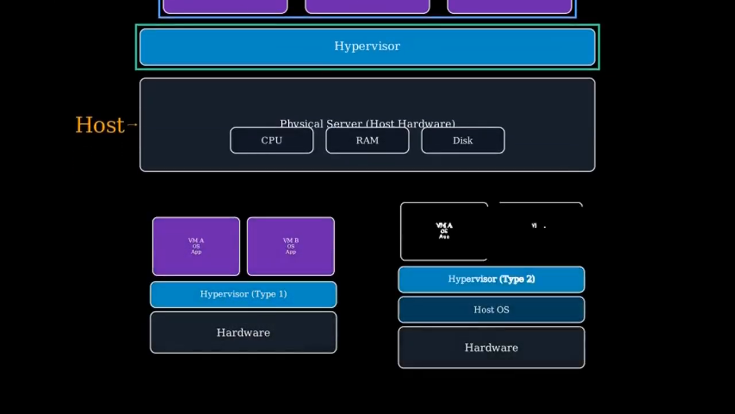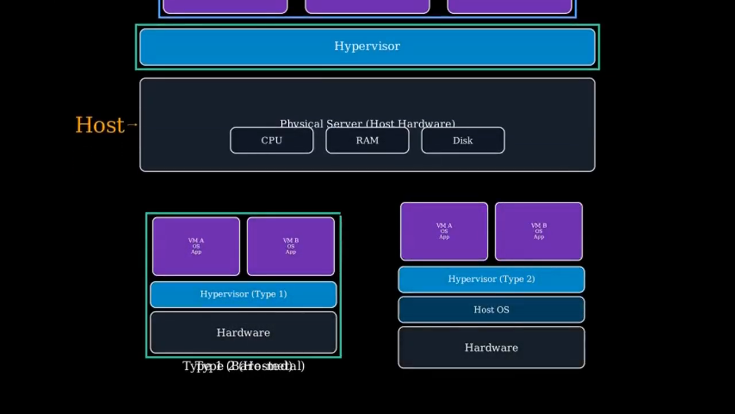There are two common hypervisor types. Type 1, called bare metal, installs directly on the physical server. Type 2, called hosted, runs on top of an existing host operating system. Examples include VMware, Hyper-V, KVM, Workstation, and VirtualBox.